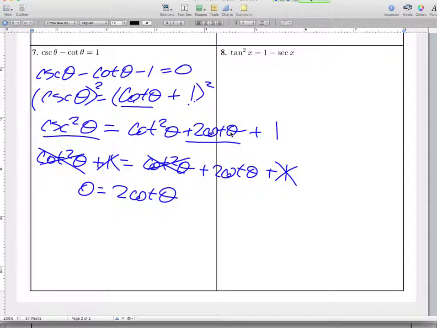Which means that cotangent equals 0. And again, anytime cotangent or tangent equals 0, I need to remember what cotangent is. Cotangent is cosine over sine, which means in order for cotangent to be 0, what has to be 0? Cosine does. Cosine is the x value, so I'm looking for x values that are 0. That happens at pi over 2, happens at 3 pi over 2.